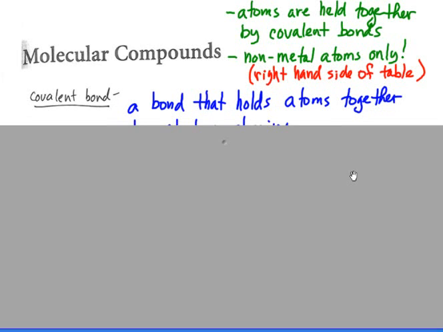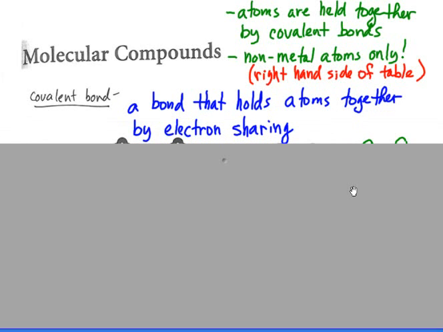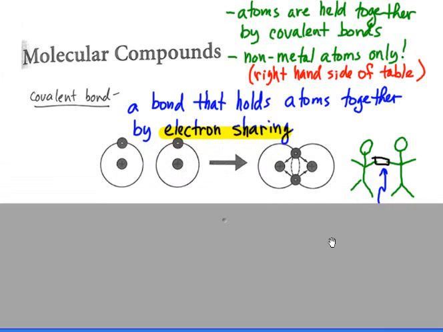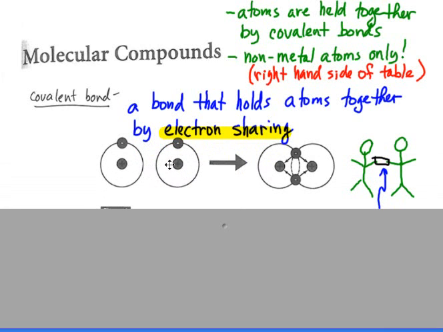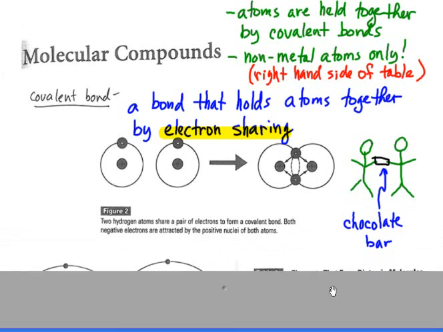So covalent bond. To look at what a covalent bond is, it's a bond that holds atoms together by what we like to refer to as electron sharing. So rather than one atom losing an electron, and another atom gaining electrons, one or more, and then they are held together by plus-minus attraction, these ones share. So for example, this is a hydrogen and a hydrogen, and they come close enough to each other so that both of their electrons are shared. You can think of it as two people holding onto a chocolate bar and sharing it. Similar idea here. Electrons are the chocolate bar, the people are the atoms, etc. So it's a little bit different.